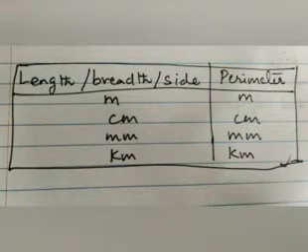The second difference is, when we calculate the perimeter, the unit is the same. That is, if the unit for length or breadth or side is meter, the perimeter unit is meter only. If it is centimeter, the perimeter is centimeter only. If it is millimeter, then it is millimeter. If it is kilometer, then it is kilometer. Thus, the unit is the same when we calculate the perimeter.